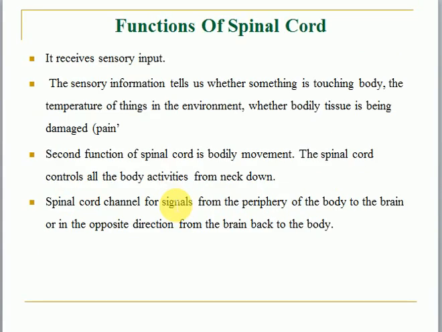Now the function of the spinal cord: it receives sensory input. Spinal cord sensory information tells us whether something is touching the body, the temperature of things in the environment, whether body tissue is being damaged, or pain. So it's because of the spinal cord we understand. The second function of the spinal cord is bodily movement. The spinal cord controls all the body activity from the neck down. The spinal cord is a channel for signals from the periphery of the body to the brain, or the opposite direction from the brain back to the body.